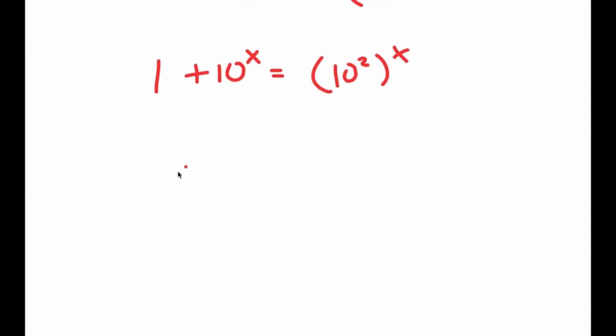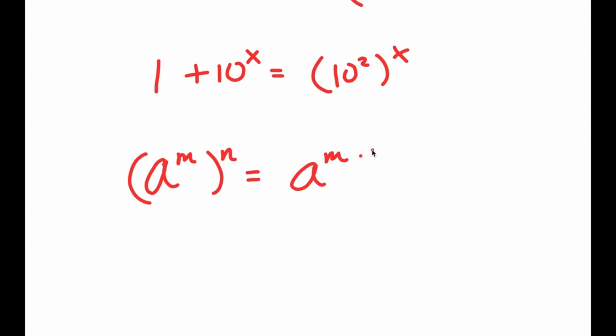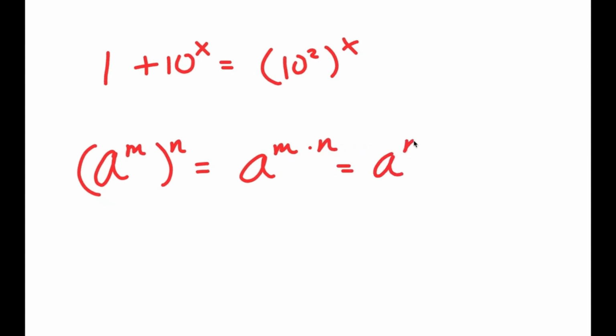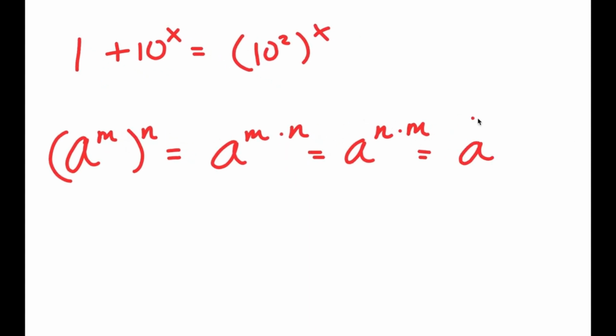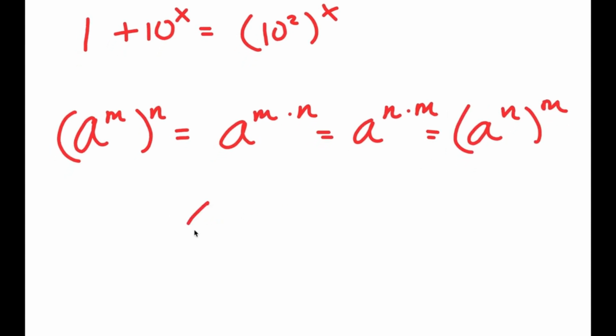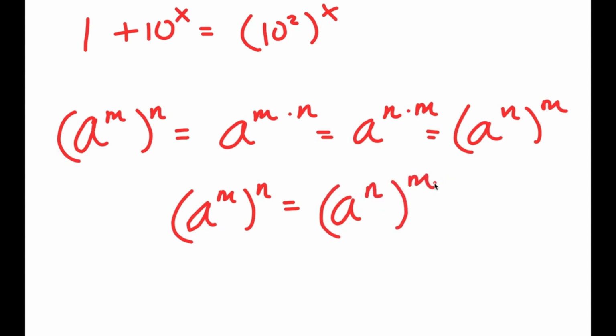Now from here, if I have something in the form a to the power of m to the power of n, this is equal to a to the power of m times n. And a to the power of m times n is the same thing as a to the power of n times m. Well, if these two are the same, and a to the power of m times n is equal to a to the power of m to the power of n, then this should mean that a to the power of n times m is equal to a to the power of n to the power of m. So in simpler terms, a to the power of m to the power of n is equal to a to the power of n to the power of m.